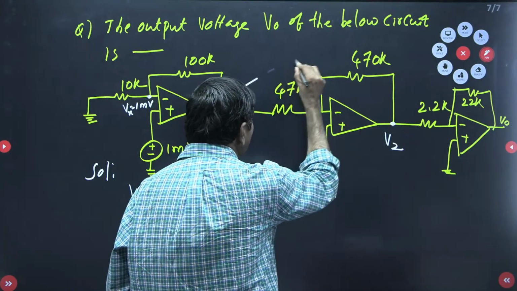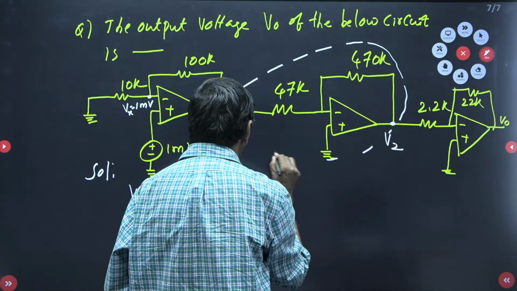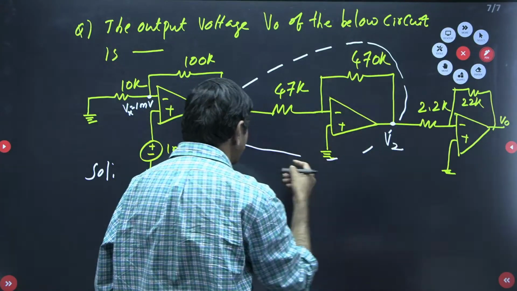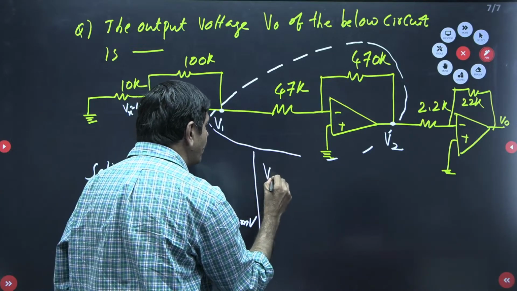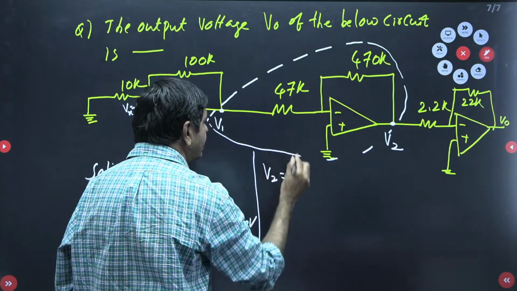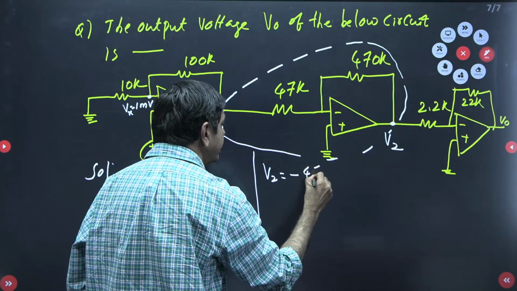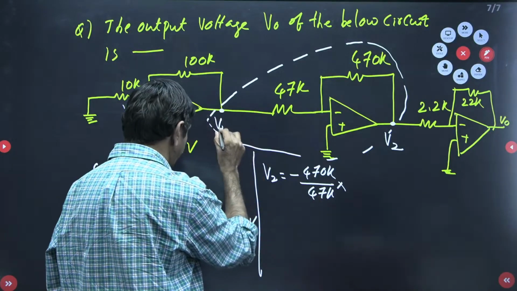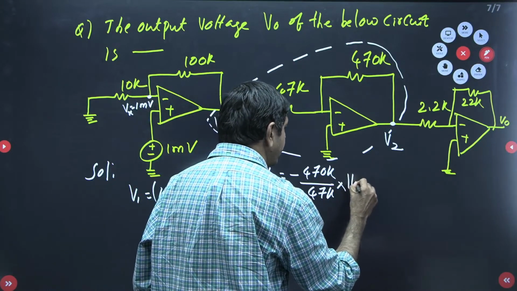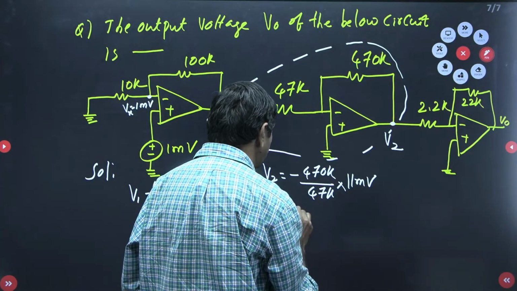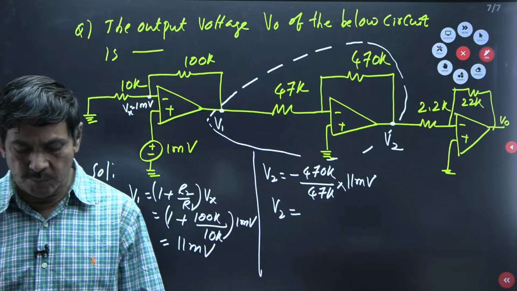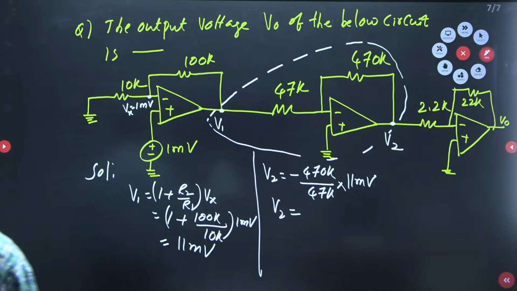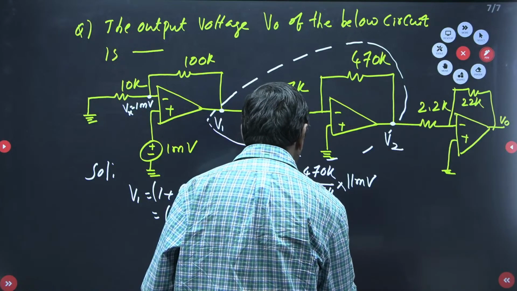By using this voltage, I can measure the V2 value. This circuit is an inverting operational amplifier. This one is non-inverting, this one is an inverting operational amplifier. From the inverting operational amplifier, you know very well the formula: V2 equals minus R2 by R1, minus 470K divided by 47K, times this V1. V1 is nothing but 11 millivolts. Can anybody give what is V2 here? The V2 comes as minus 110 millivolts. Minus 110 millivolts, it is possible.